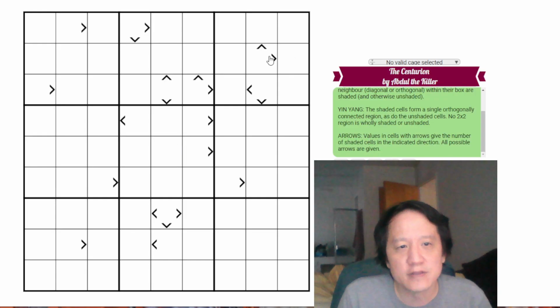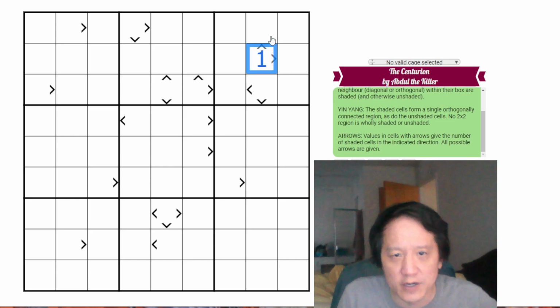Okay, that's interesting. What we do know about the arrows, so for example, this has to be 1, right? This has to be 1, and they're both shaded.